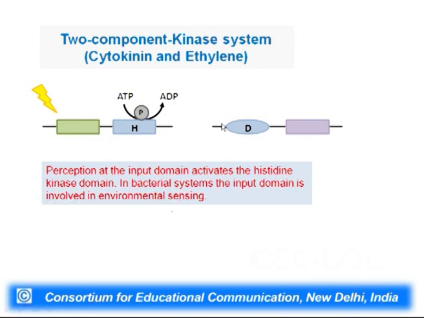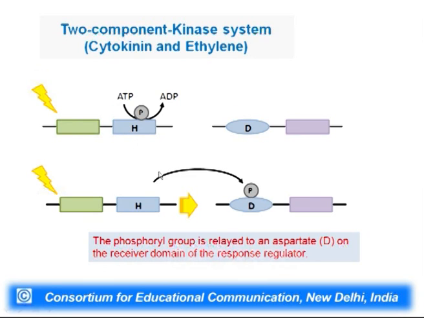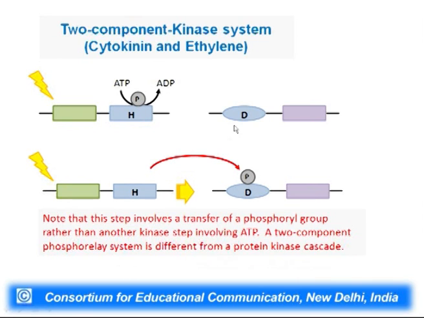I also showed you earlier that ATP is used the first time for phosphorylation, and then the same phosphate can be transferred to the aspartate, unlike the mammalian kinase cascade, where one ATP is used every time. So, this is in brief how the two component system carries on.